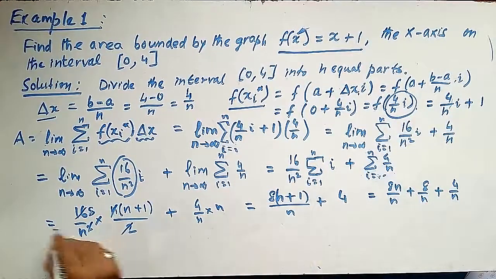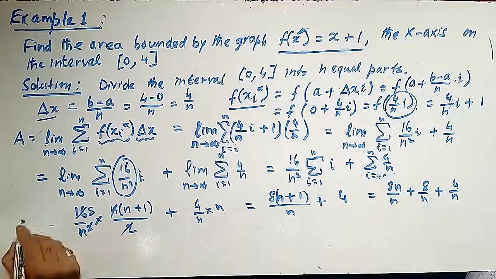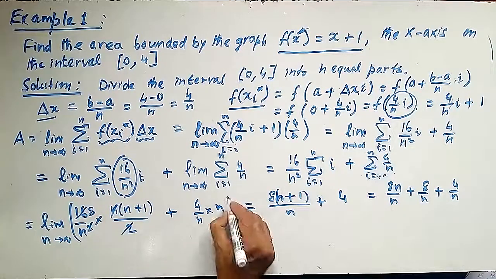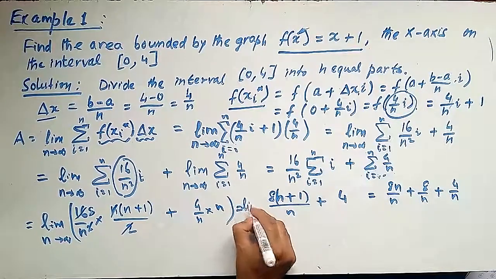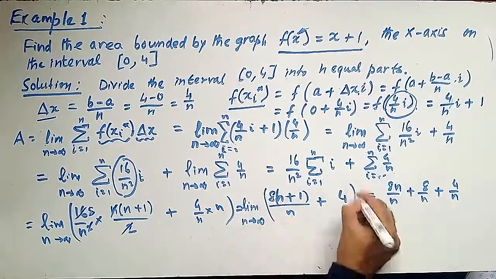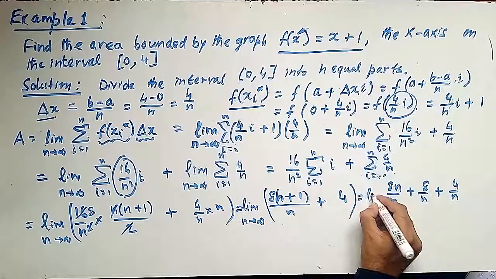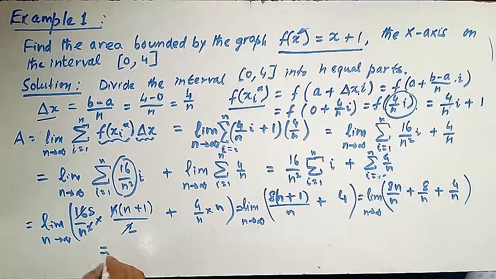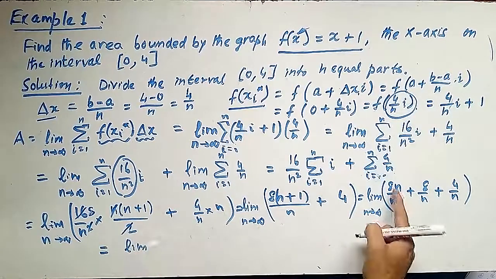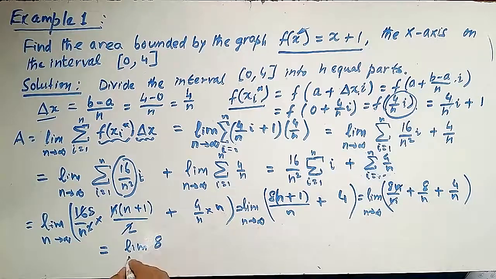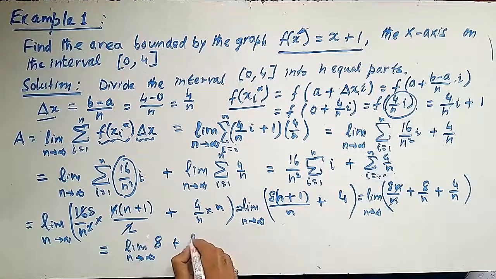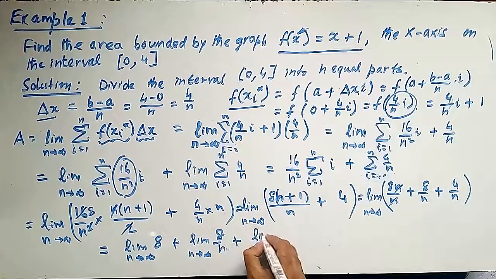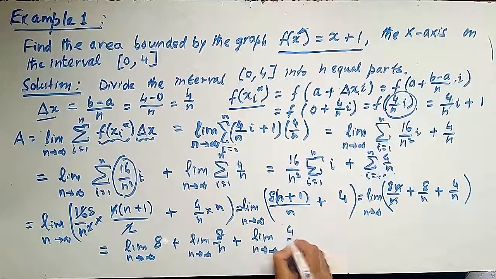And obviously we are not forgetting the limits now. So we have to write the limit as n tends to infinity of this whole expression. So finally we get the limit of 8n, and n cancels here. So it is limit of 8 as n tends to infinity, plus limit as n tends to infinity of 8 by n, plus limit as n tends to infinity of 4 by n.